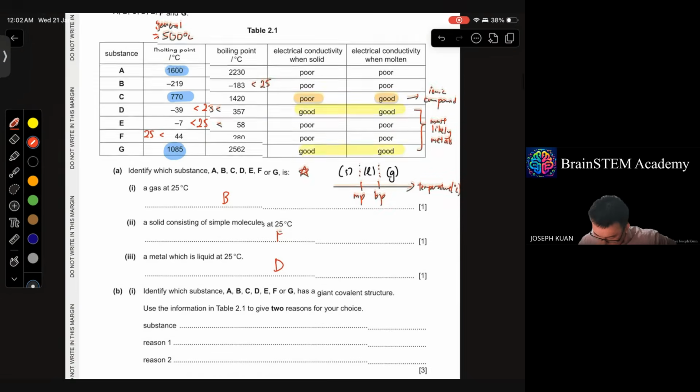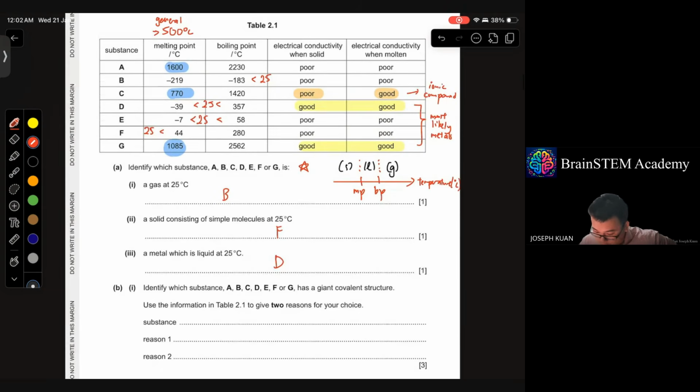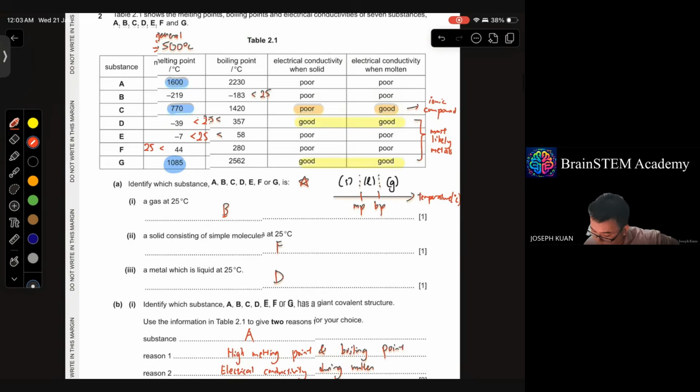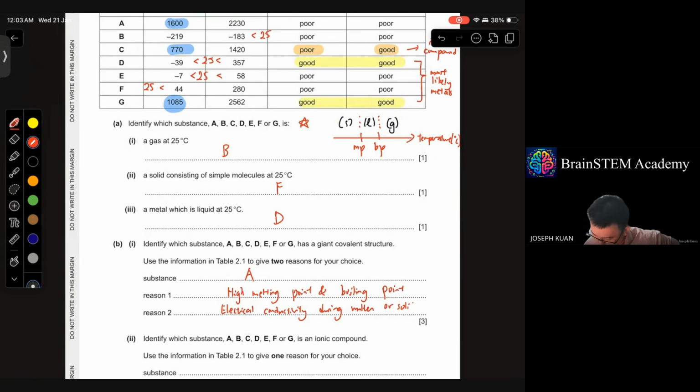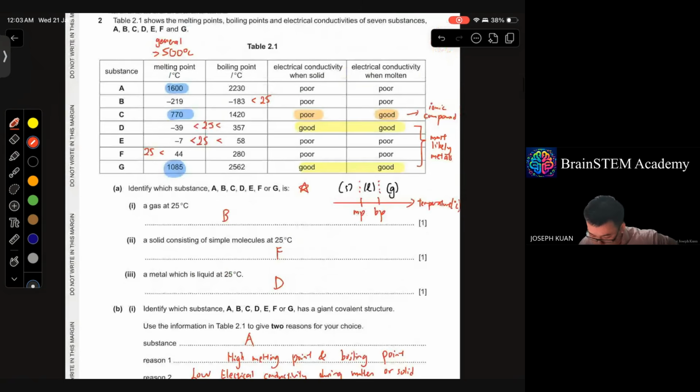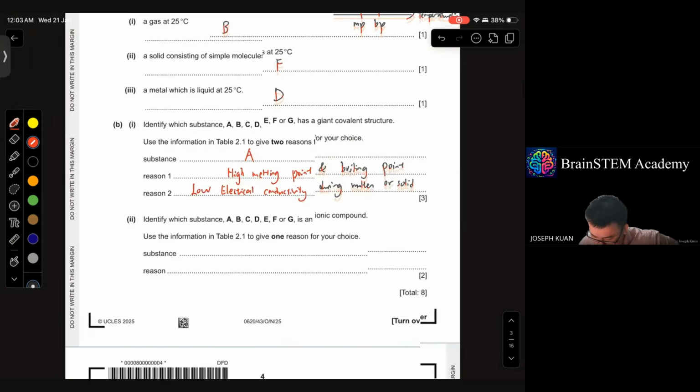Okay, now, so next, identify which substance is a giant covalent structure. So it's A, right? It's A, as mentioned earlier. So why? Because it has such a high melting point and boiling point, as well as given that the electrical conductivity is poor, okay? Even during molten or solid, it's low. Then the ionic compound, we just mentioned it will be the substance which is C.